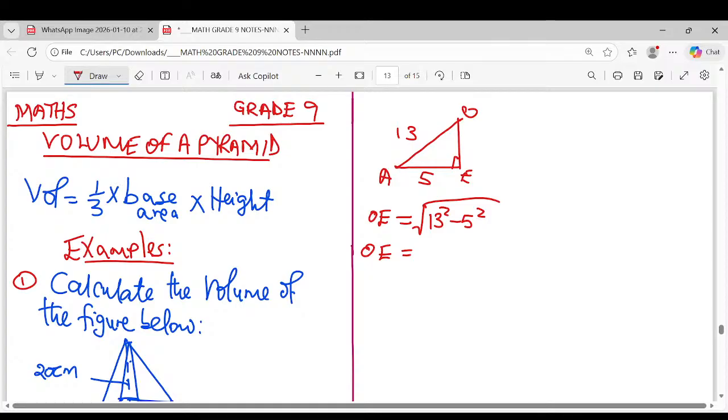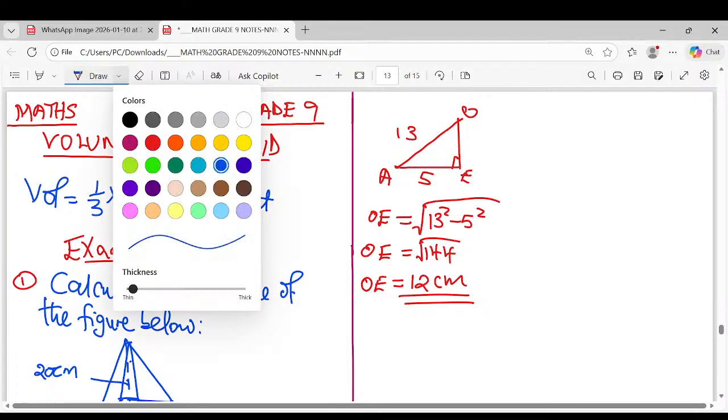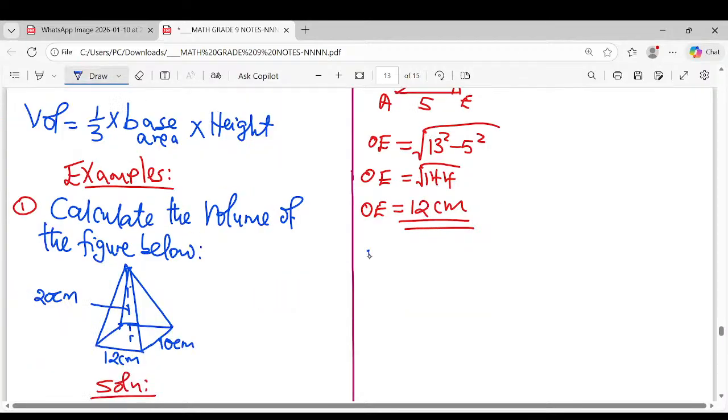That is 13 squared minus 5 squared. That's the square root of 144, meaning the distance OE is 12 centimeters. So you are done with part A. Remember, part A, Roman 1, was to calculate the height OE. After getting the height OE, now let's look at Roman 2 of the question. Roman 2 of the question is the volume of the pyramid.